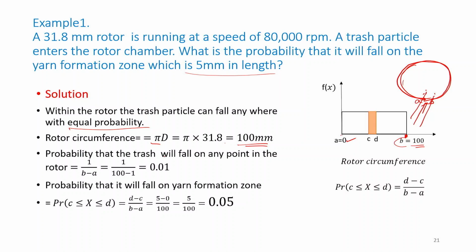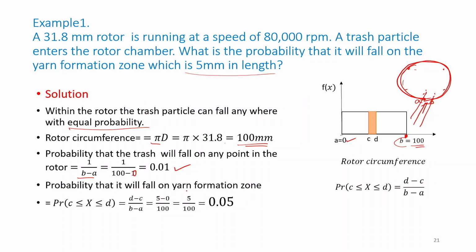So the probability that a trash will fall on any point in the rotor is exactly the same. So it will be 1 upon B minus A. That means 1 upon 100 minus 0. It is 1 upon 100, and therefore it is 0.01. That is the probability density. It can fall here, it can fall there, with equal probability. We do not know where it is going to fall, but we are certain that it is going to fall inside always. That probability is 100%. But where it is exactly going to fall, we do not know in advance. It can fall anywhere within the rotor.